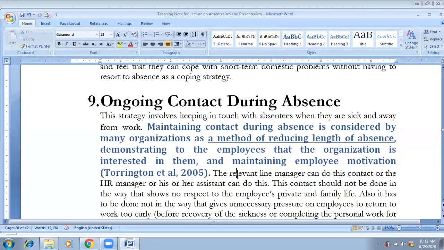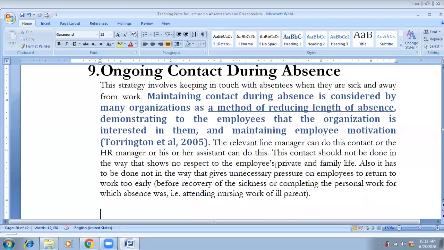But anyway, this may be dangerous if we give a message like this. You may think that if I attempt to contact you when you are on permitted leave, I am unnecessarily meddling in your personal things, trying to exploit you. That feeling we have to stop. What I suggest in Sri Lanka is that if the person is going to be absent for more than 3 days, maybe this is good. But anyway, we have to do research studies to find out the real impact of this on managing absenteeism.